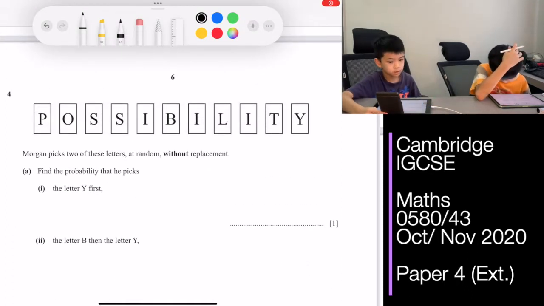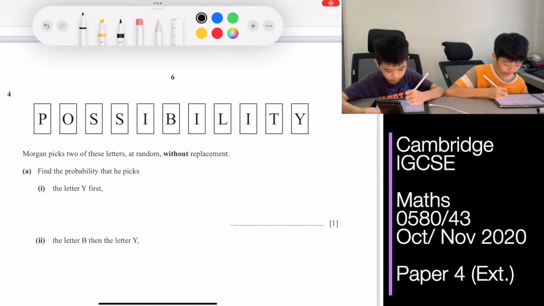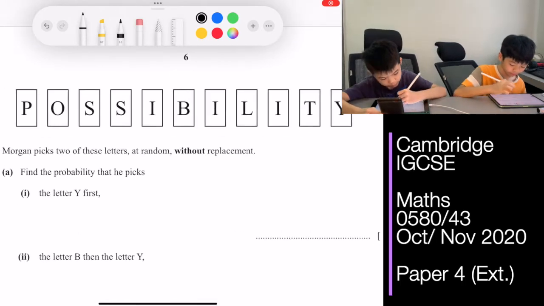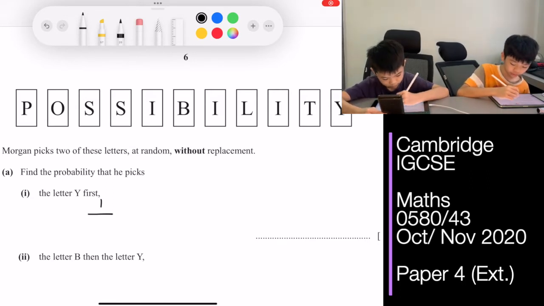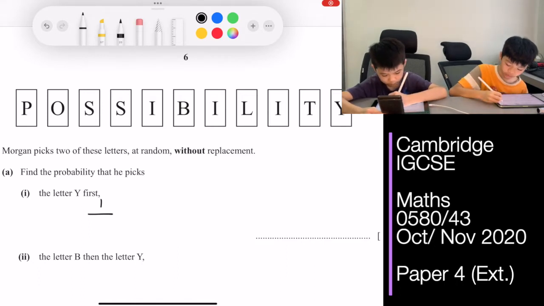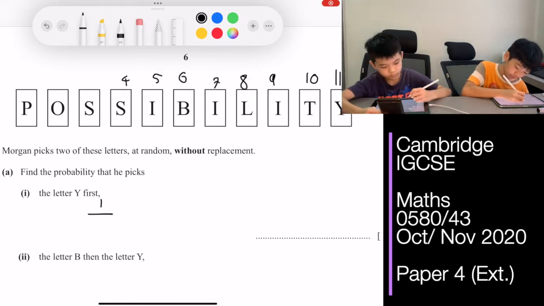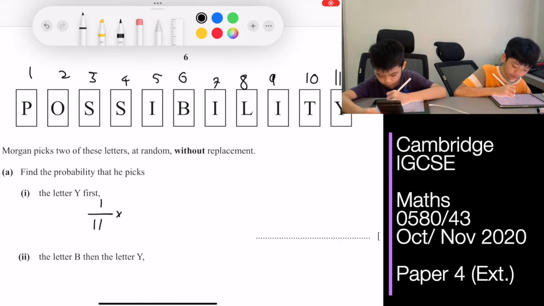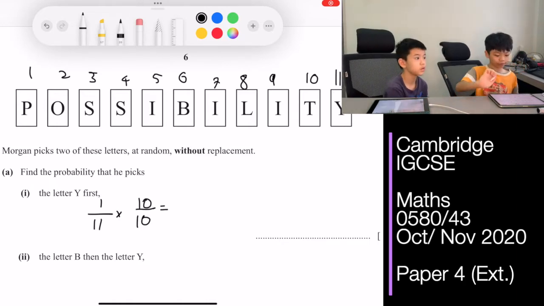Question 4. Find the probability that he picks the letter Y first, picking two of these letters at random without replacement. So the probability, so it needs to be 1 out of, so this is the 11th letter, this is 10, 9, 8, 7, 6, 5, 4, 3, 2, 1. So 1 over 11, multiply 10 out of 10, which is 1. So it's just 1 out of 11.